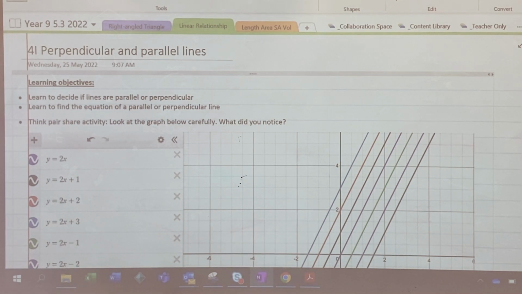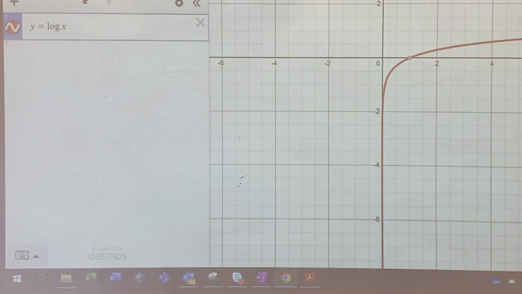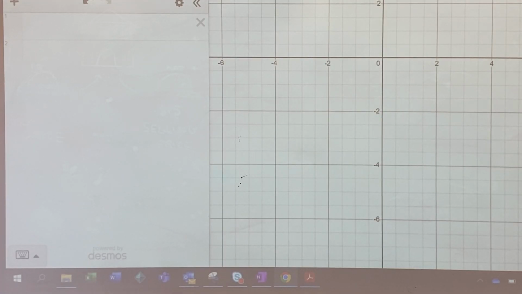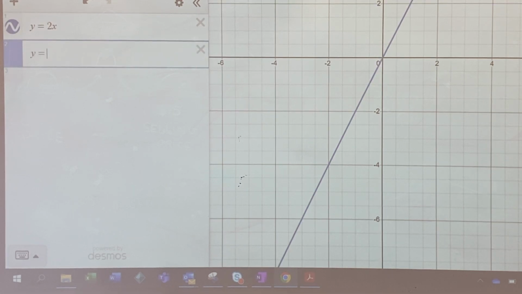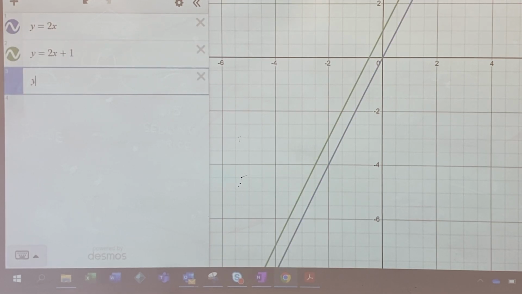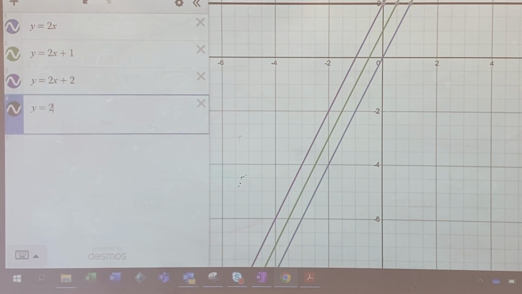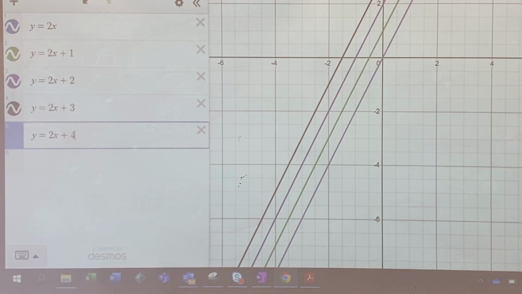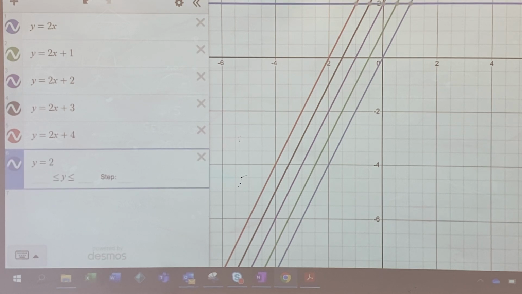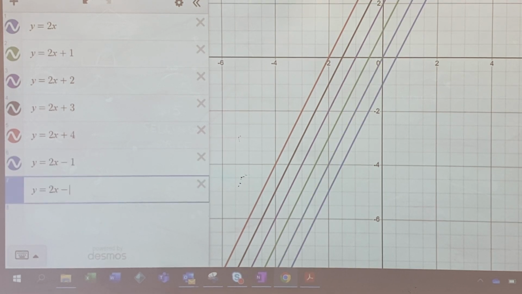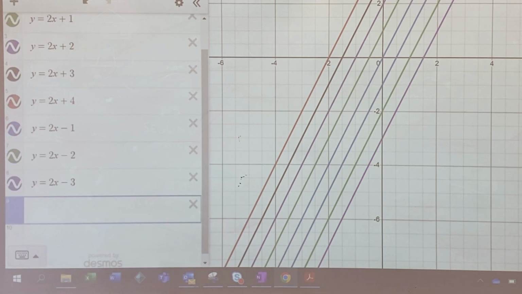After you've written down the title, I'm going to plot different lines using decimals, and I would encourage you to have a look at what's going on here. Then I'm going to ask you to do a think, pair, share. So y equals 2x, y equals 2x plus 1, y equals 2x plus 2, y equals 2x plus 3, y equals 2x plus 4, that'll do. And let's do some opposite: y equals 2x minus 1, y equals 2x minus 2, y equals 2x minus 3. That's more than enough.